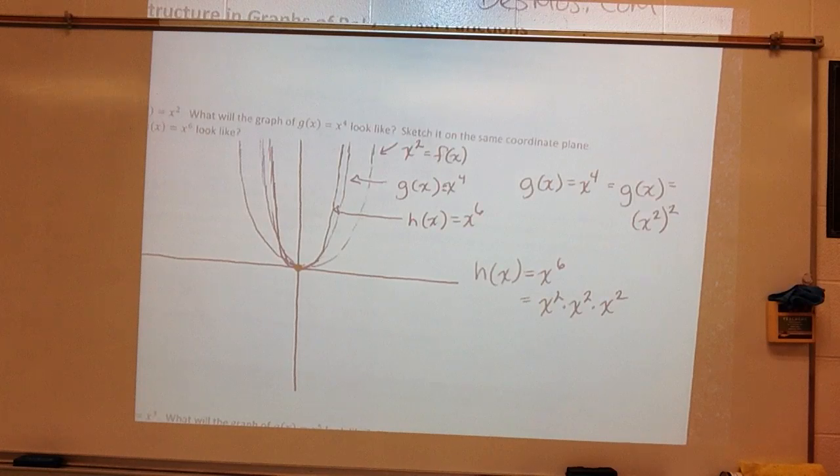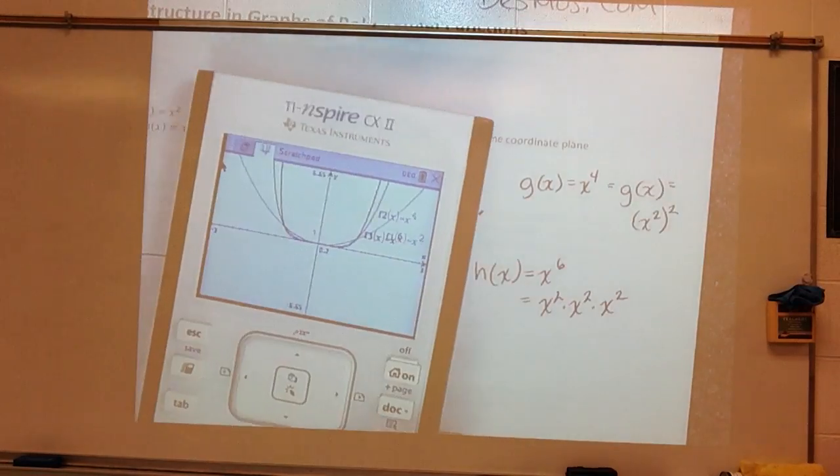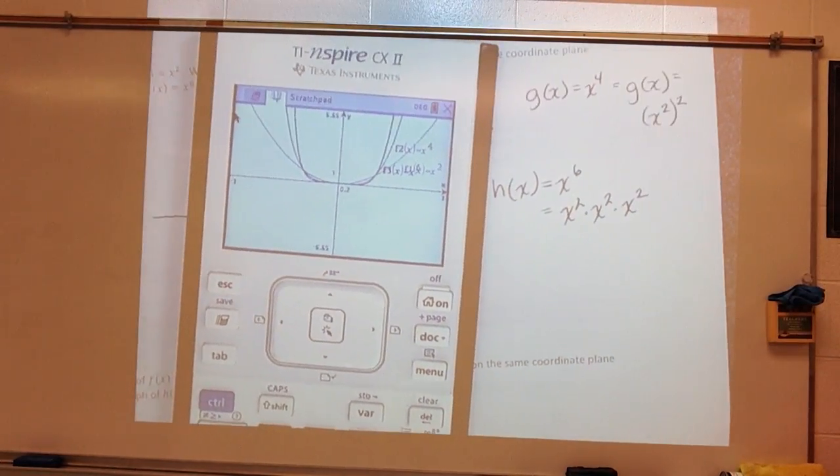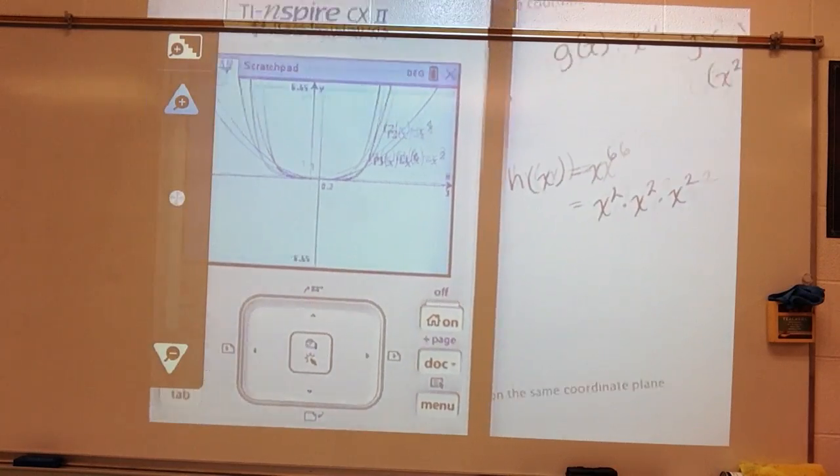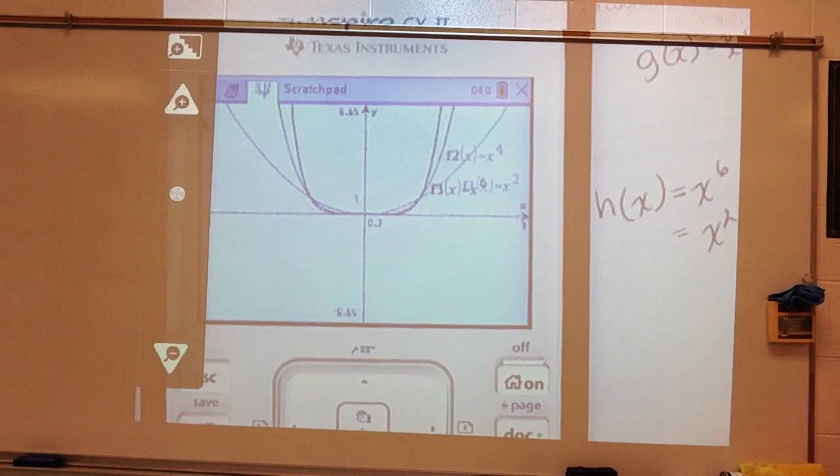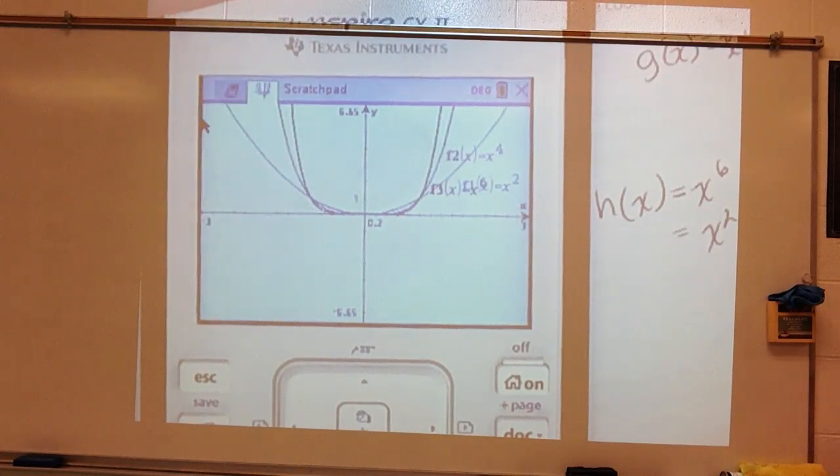So really quickly, let me show you this. This might help you to see it a little bit better. Notice that the higher my exponent gets, the flatter the base is. But it still doesn't go below the x-axis. And I'm still looking at an x-intercept of (0, 0).